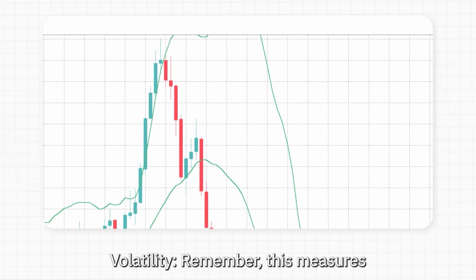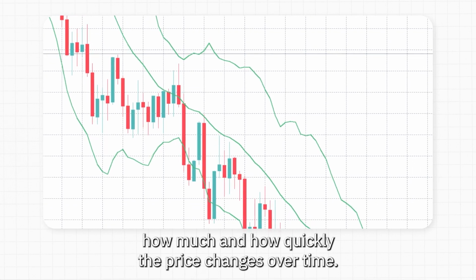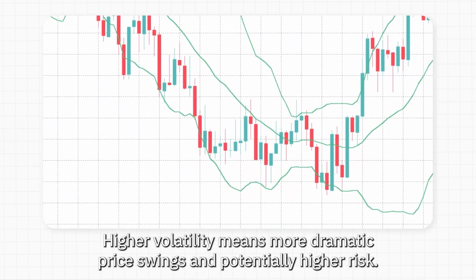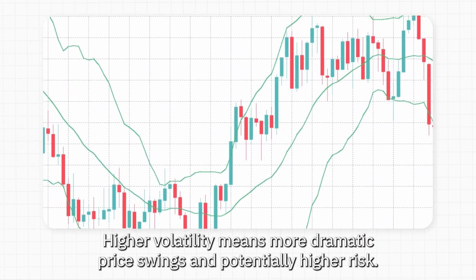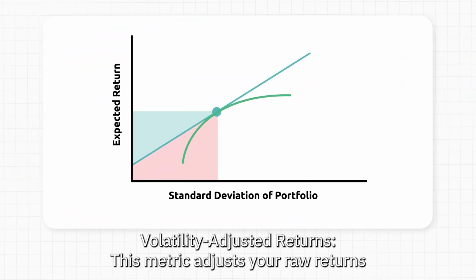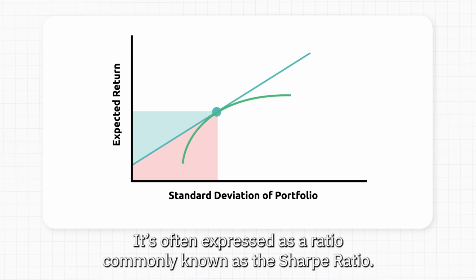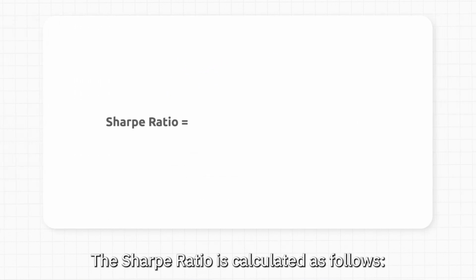Volatility. Remember, this measures how much and how quickly the price changes over time. Higher volatility means more dramatic price swings and potentially higher risks. Volatility-adjusted returns. This metric adjusts your raw returns based on the level of volatility you have exposed yourself to. It's often expressed as a ratio commonly known as the Sharpe ratio. The Sharpe ratio is calculated as follows.